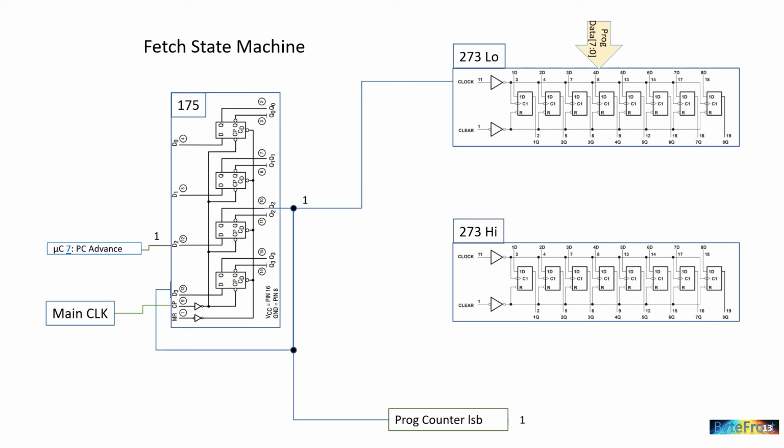Additionally, we send the negated output of flip-flop 2, which, since the output of flip-flop 2 is 1, would right now be 0, to this AND gate here.